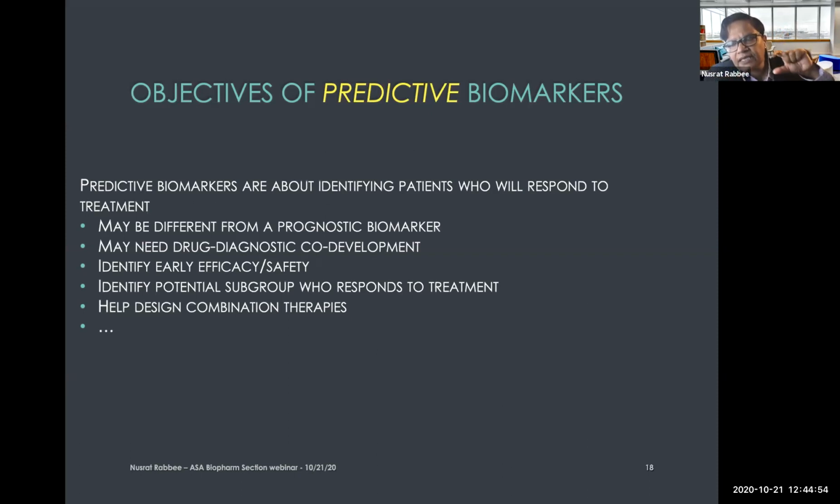So often that test has to be developed in parallel. Here's the drug development continuum: phase 1, phase 2, phase 3, and in parallel, the diagnostic test for the predictive biomarker also has to be developed if it's not already available.